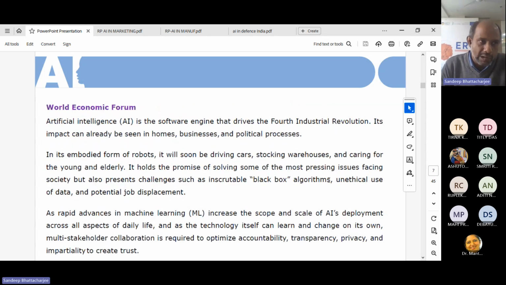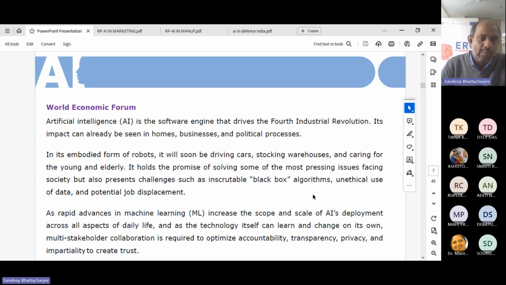And then you have the World Economic Forum, the WEF in short form. According to them, AI is the software engine that is driving the fourth industrial revolution. So at present, the industrial setup or the pattern which we have is known as the fourth industrial revolution. We can see the impact in different homes, businesses, political processes. So almost all possible environments, whether it is your demographic environment, economic, natural environment, technological, political, or social environment, everywhere you can see the impact of artificial intelligence in one way or other.